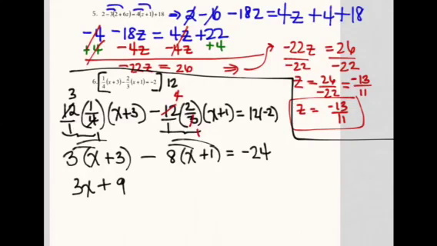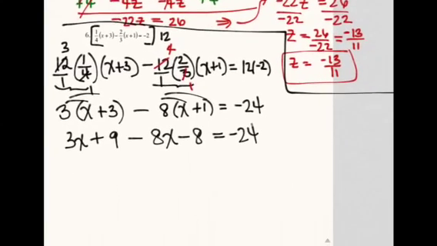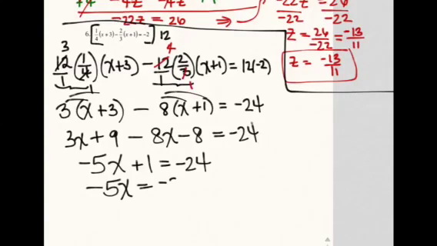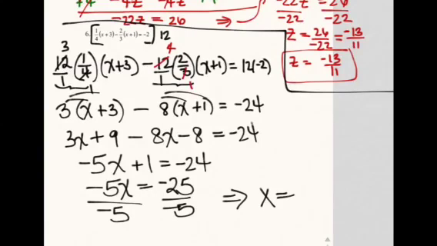You get 3x plus 9 minus 8x minus 8 is -24. 3x minus 8x is -5x. 9 minus 8 is plus 1. Subtract 1 on both sides. Divide both sides by -5. And you get that x is positive 5.